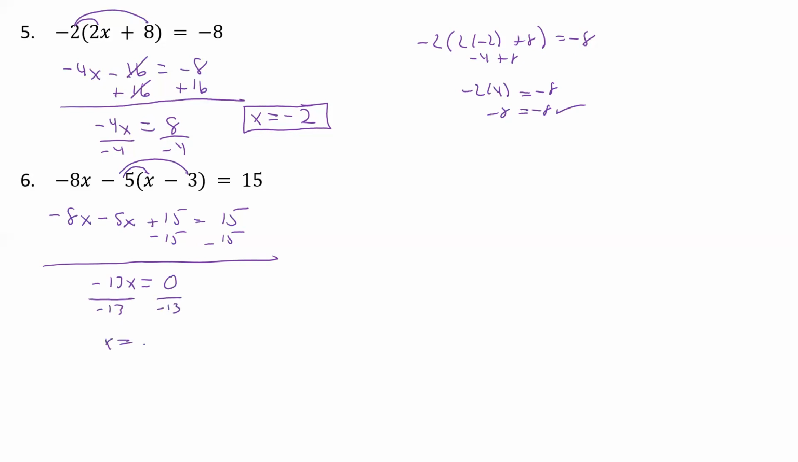X equals 0. Anything 0 divided by anything is going to give us the 0. Now we plug that back into this, so we have a negative 8 times 0 minus 5 times 0 minus 3 equals 15. Well, when we distribute here, this is 0, that goes to 0, and we have a negative 5 times negative 3, which is 15, equals 15, so that does check.